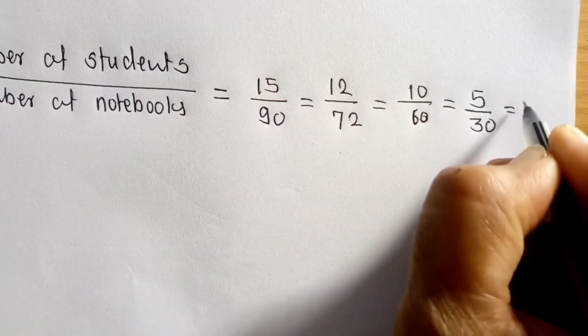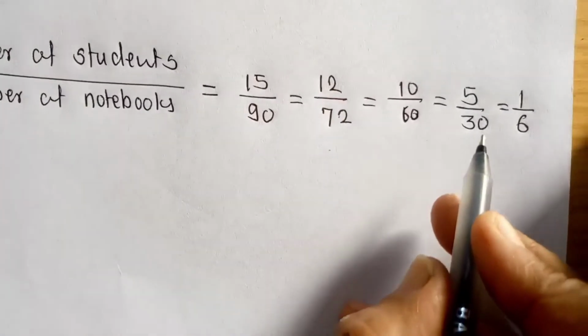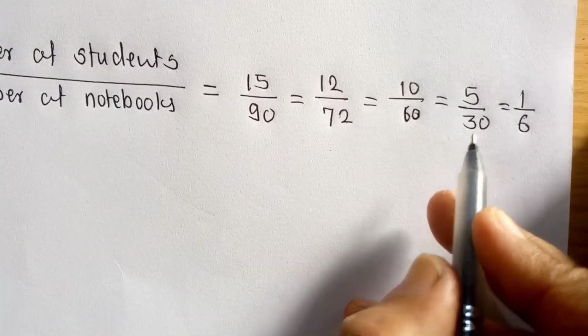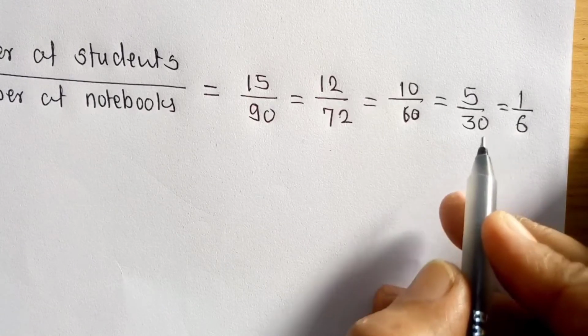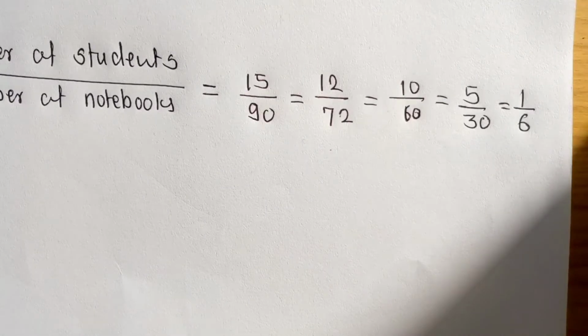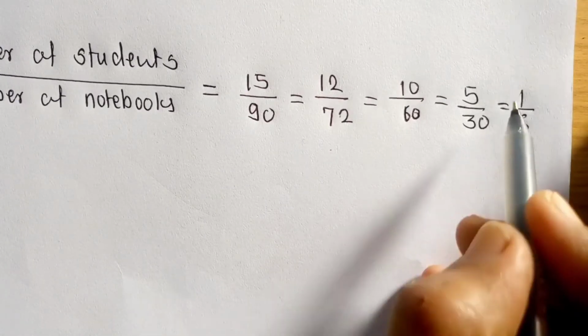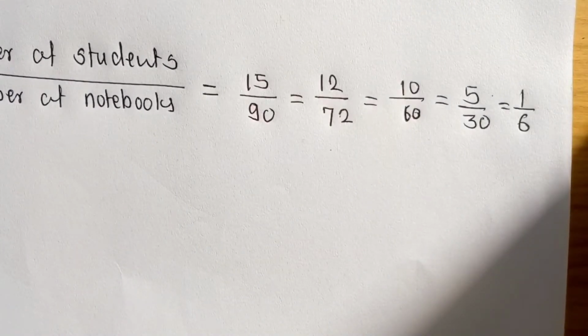Here, for one student 6 notebooks are there. If 2 students are there, 12 notebooks. If 3 students are there, then 18 notebooks. Like that, if students increase, notebooks will also increase. For 4 students 24, for 5 students 30, for 6 students 36. If we increase students, notebooks will also increase.